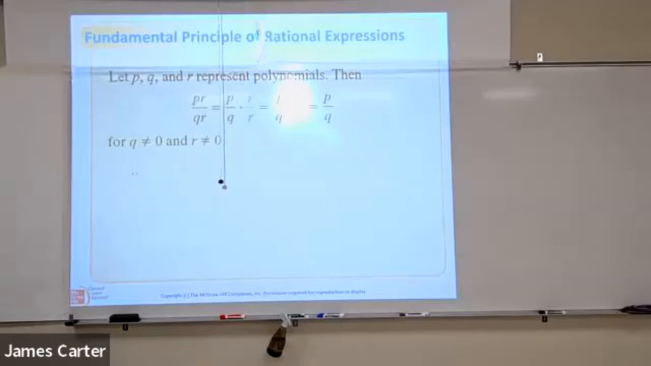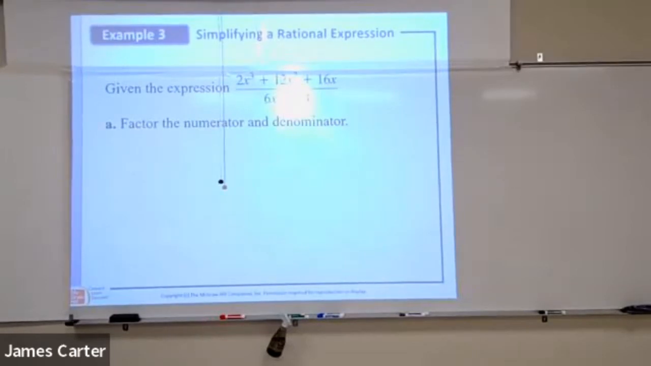Okay, don't write any of this down. All this is saying is if you multiply and divide by the same thing, it's not going to change it. R divided by R is 1. Doesn't matter if you multiply by 1. So it's saying you can do that, as long as P and R are not 0, so you don't get undefined.